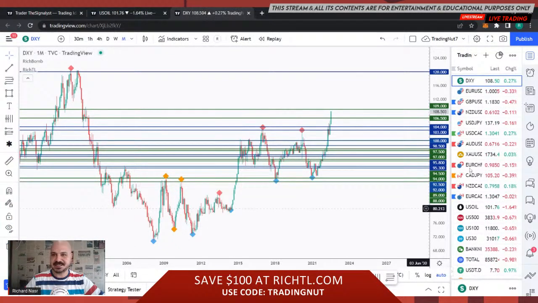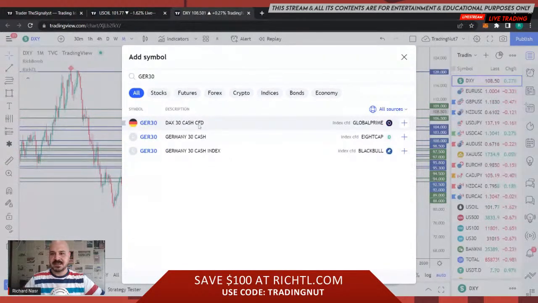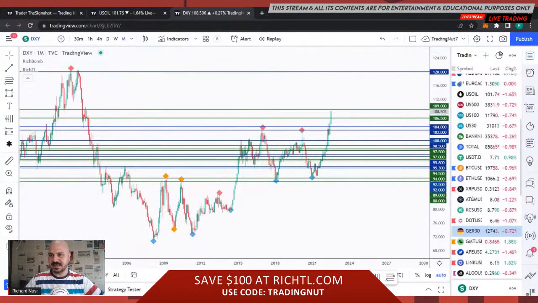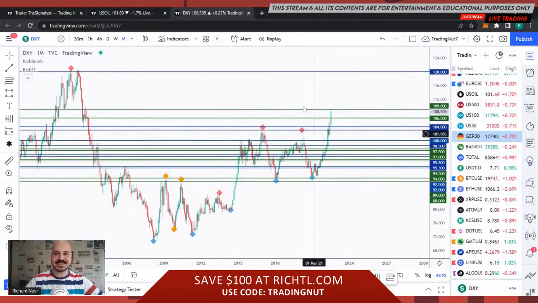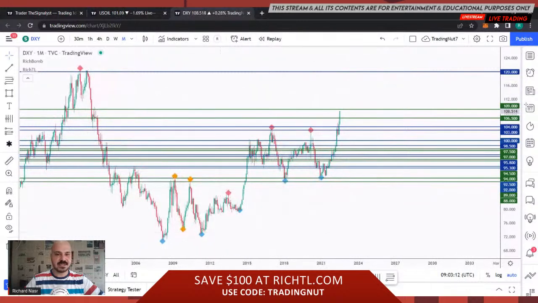Okay, we've got GR30. Let's add it real quick before I forget it. I'll add it next to the indices, next to US 30. And let me remove the watch list. So yes, first we'll start with the Forex pairs.